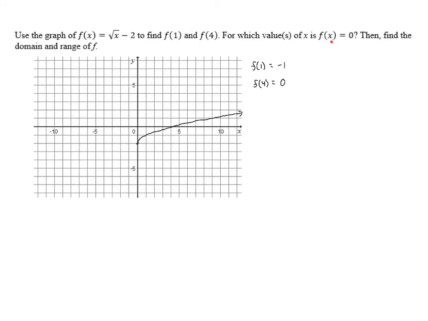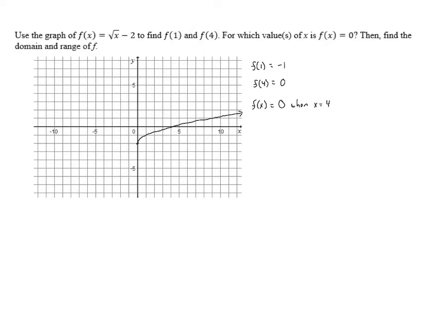Next, we want to figure out for which values of x is f of x equal to 0. To do that, on the y-axis, we find 0, and then we look to the left and the right to see if there are any points on our graph that have a y-coordinate of 0. We can see that there's one point here in this case, and that has an x-coordinate of 4, so we know that f of x equals 0 when x equals 4.